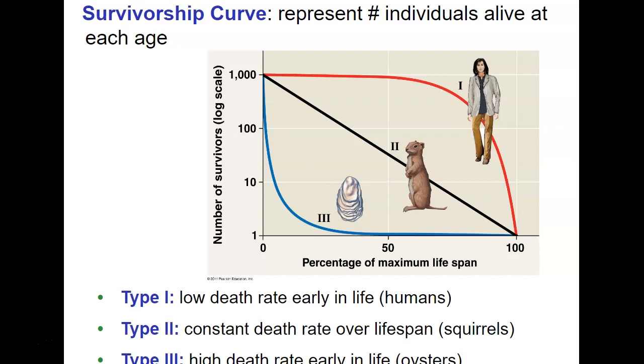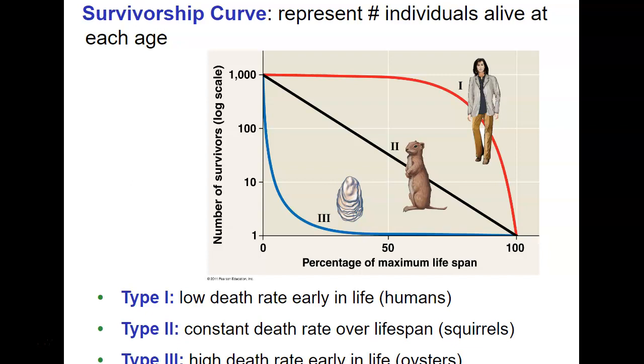And it's kind of a measure of how many organisms or survivors are alive at a specific age group. And so you can see on the bottom, percent maximum lifespan just gives you an idea of how long certain organisms live. And there are 3 different types of survivorship curves that exist.